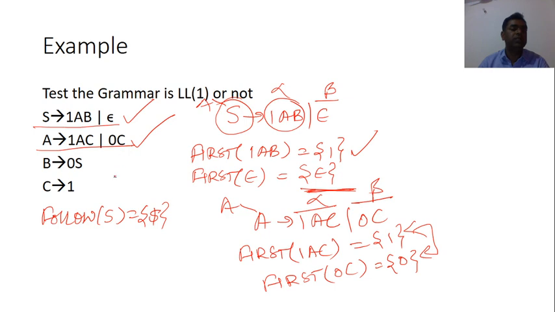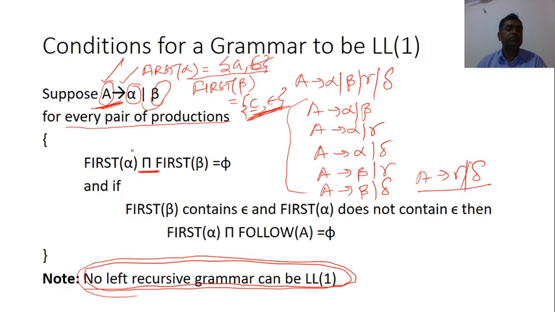So now I can say that this grammar is LL1. There are two ways to check whether a grammar is LL1 or not. One way is to construct the predictive parsing table for this grammar, and if there are no multiple entries in any cell of that table, then you say that this grammar is LL1. The second way is to just apply these rules and check whether the grammar is LL1 or not.